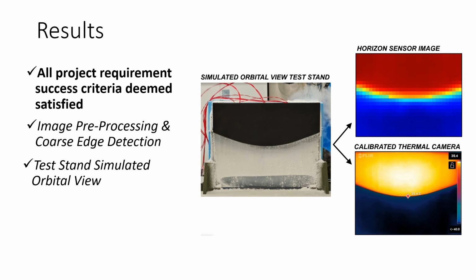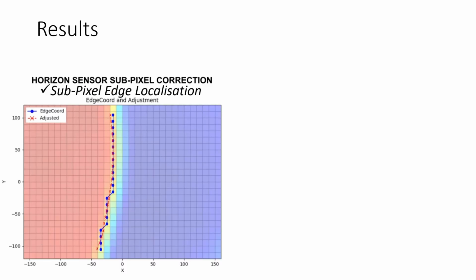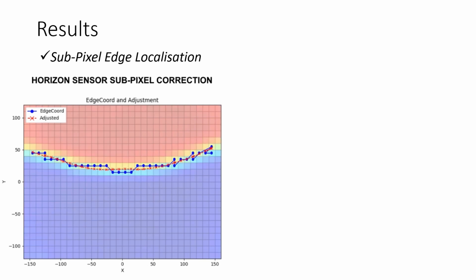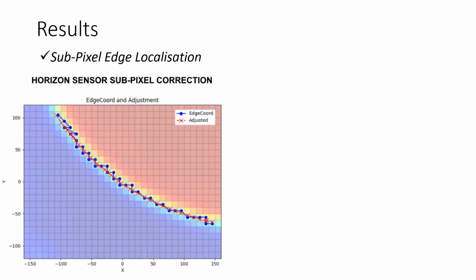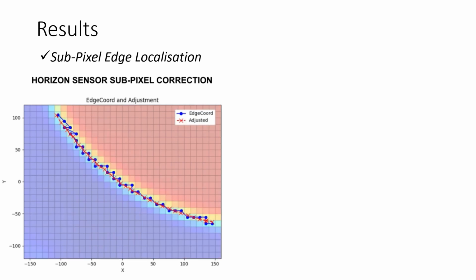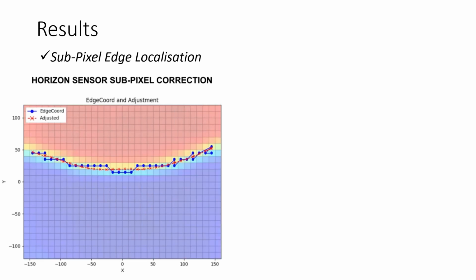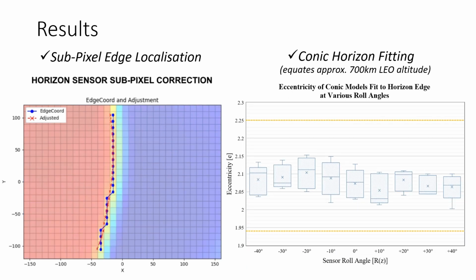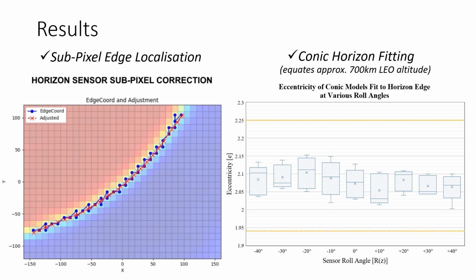Here we see an example of the simulated orbital view. So we can see this is the verification against a calibrated thermal camera. Here we see the results of the subpixel edge localization. So this is the image frame from the prototype as it looks at the simulated orbital view. So the blue line here represents the coarse pixel level edge detected, and then the red line represents the subpixel localized edge.